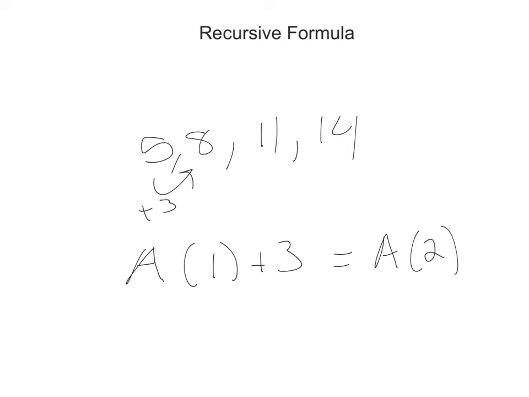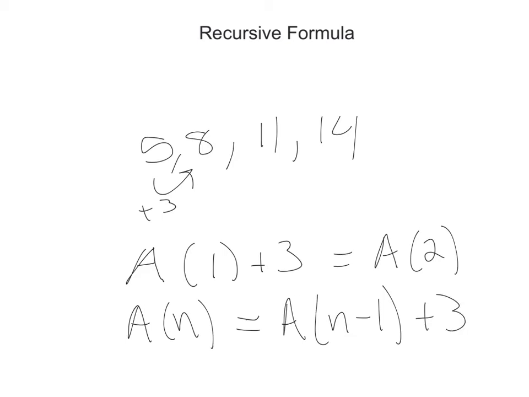What I mean by that is the second term in the sequence is being defined by the first term in the sequence. We can generalize this to say the nth term of a sequence, meaning any term in the sequence, is equal to the term before it, and we write that as a of n minus 1, plus 3. And that's a generalized recursive formula for this sequence. It's pretty easy to set up because you just have to find that common difference.